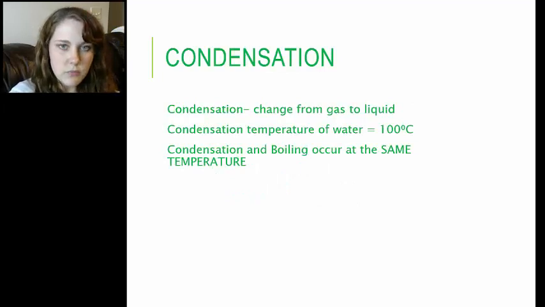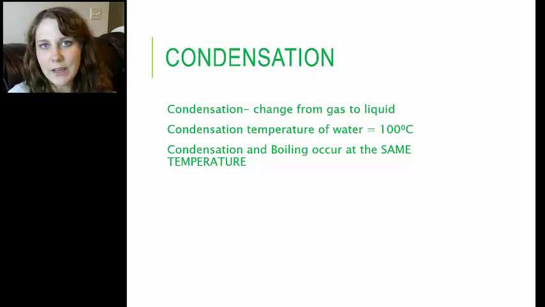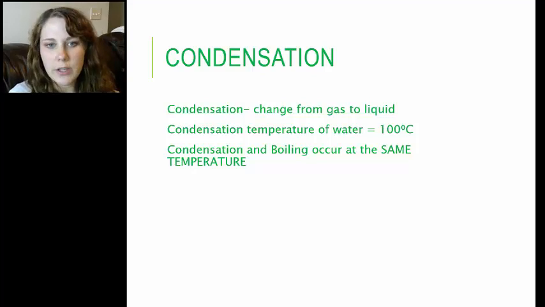Condensation is when you have a substance that changes from a gas into a liquid. The condensation point of water is 100 degrees Celsius. Notice that it's the same as the boiling point. It's the same thing with melting and freezing. It occurs at the same temperature, but it just depends on whether you're adding heat or taking away heat. So if you're taking away heat at 100 degrees Celsius, you're condensing. If you're adding heat, you're boiling or evaporating.